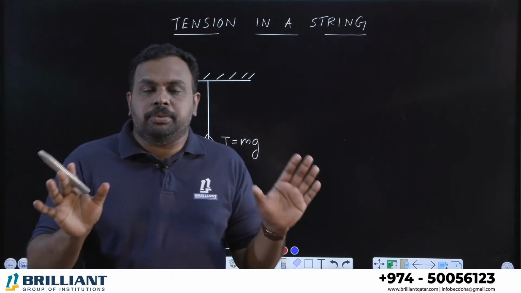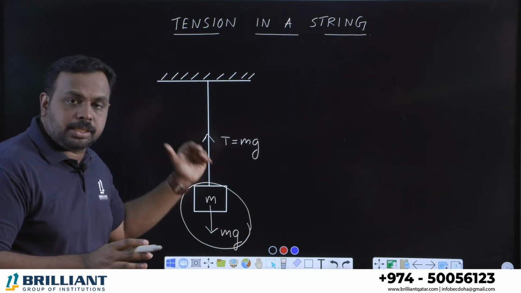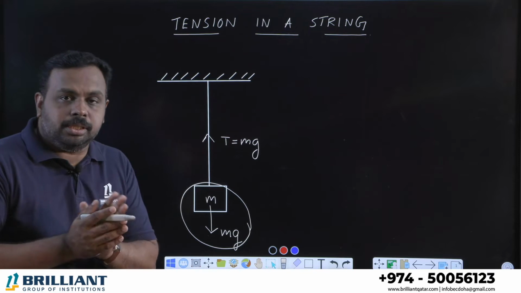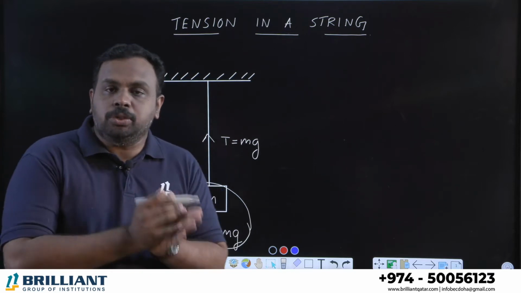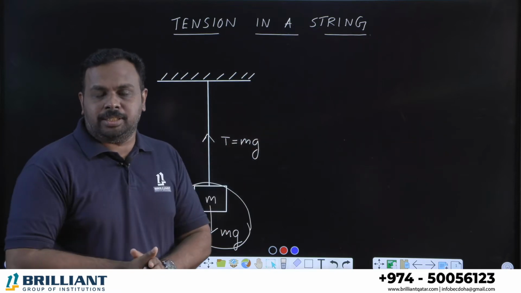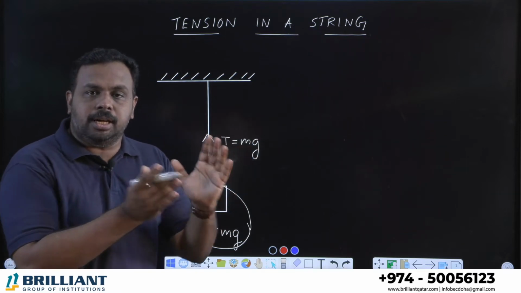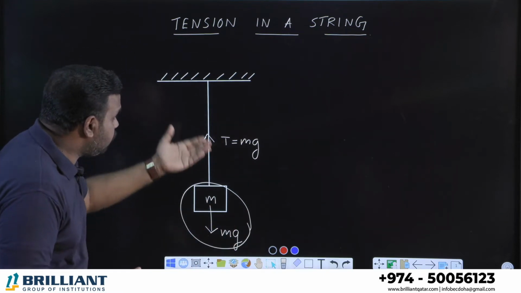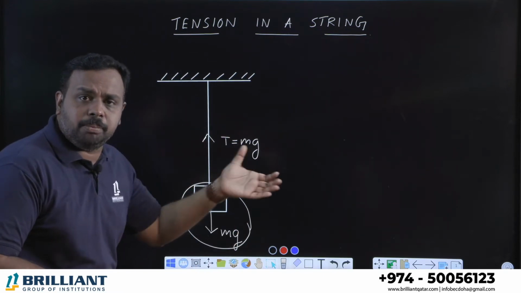So this is a very simple question. What is the tension in such a situation? You can easily write tension is equal to mg. But students, in this session, we are going to discuss how to find the tension at different points in a string. So there is a chance of a doubt. If tension is mg here, will it be the same at every point on the string?